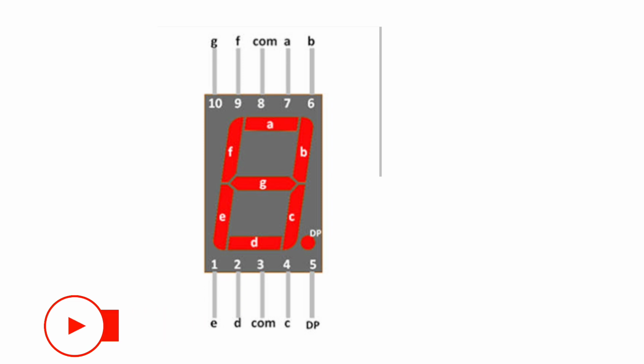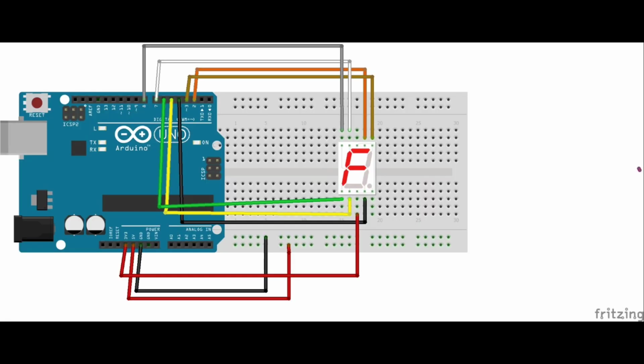Let's wire up the 7-segment display to the Arduino. Each segment is connected to a specific digital pin on the Arduino. And here's how the connections go. Segment A to pin 2, segment B to pin 3, segment C to pin 4, segment D to pin 5, segment E to pin 6, segment F to pin 7, segment G to pin 8.